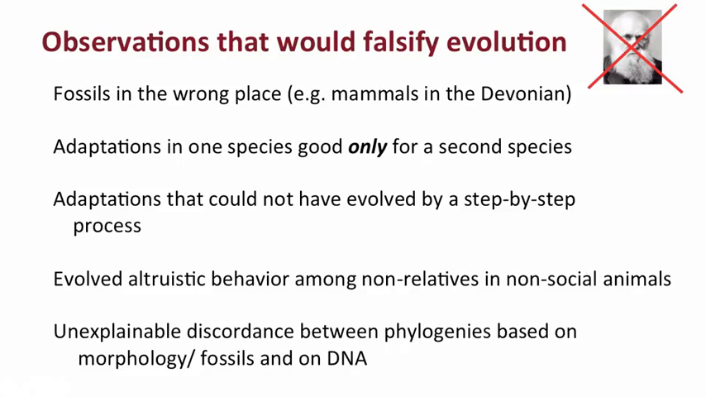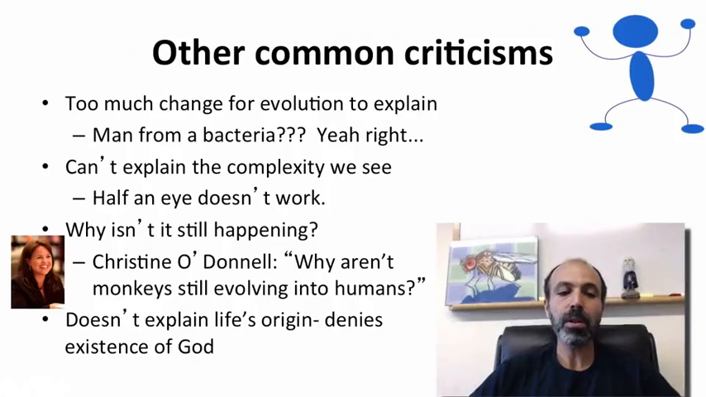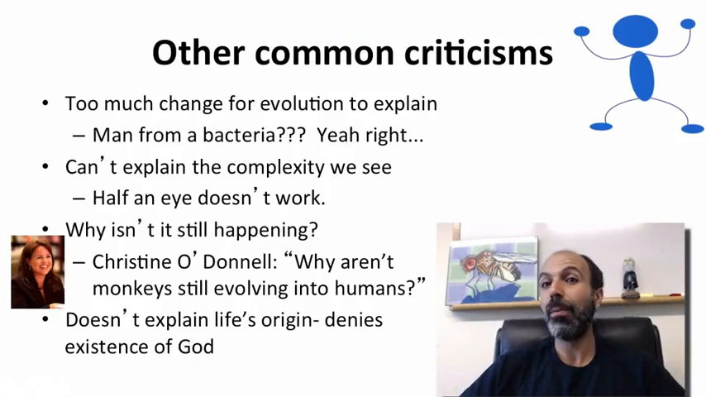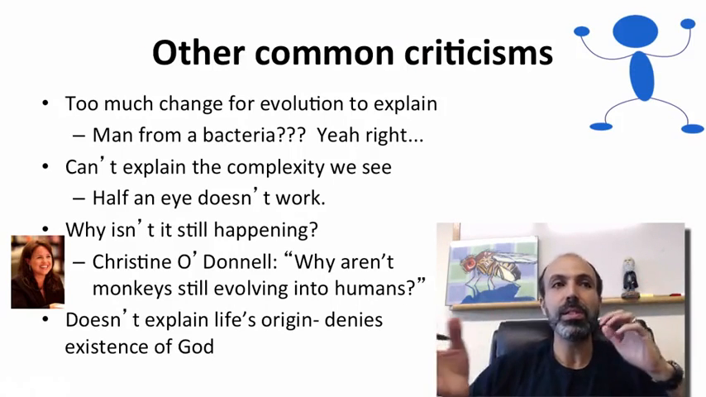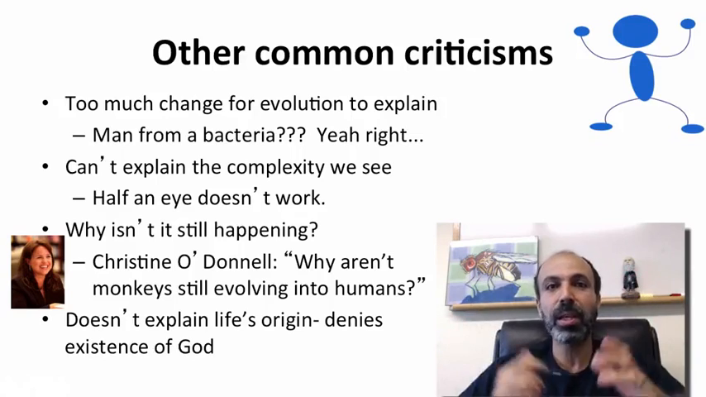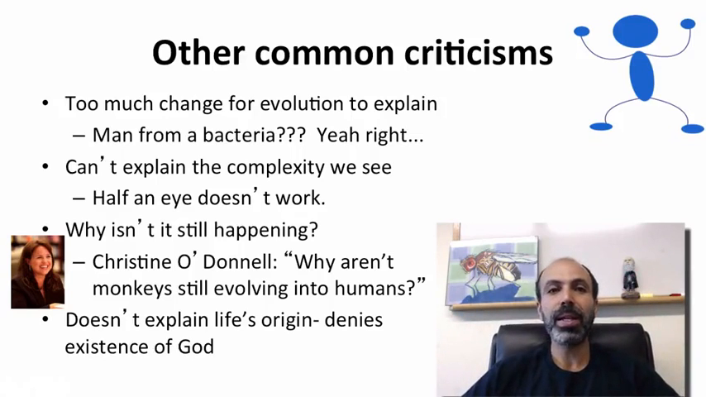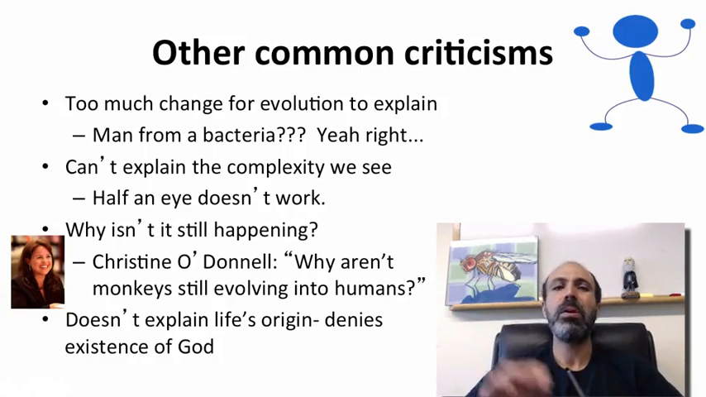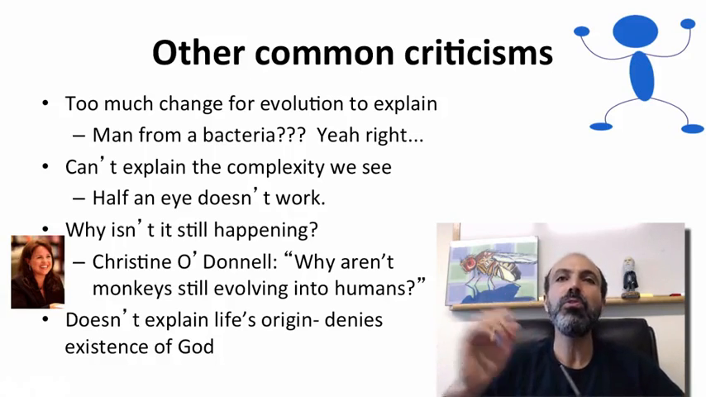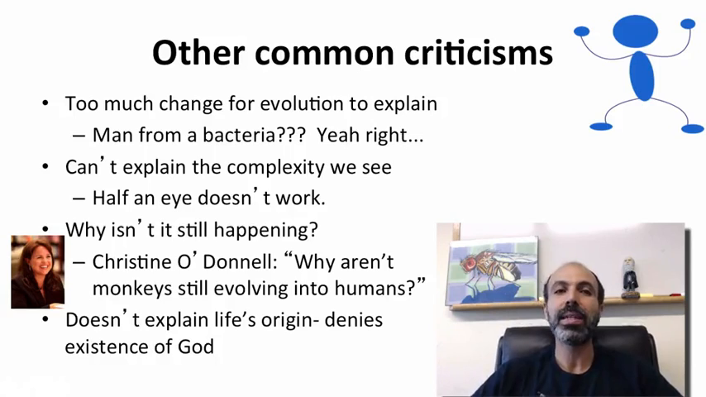So let's talk about what some of the common criticisms are that are leveled in the media. And this is particularly true in the United States. First is that there's been too much change for evolution to explain. You frequently hear people say, I'm perfectly okay with microevolution, change within a species, small bits of change like the color in the peppered moth. But common ancestry, we have a common ancestor with bacteria or amoebae or plants? No way! There's just too much change. We'll talk about this in a second.